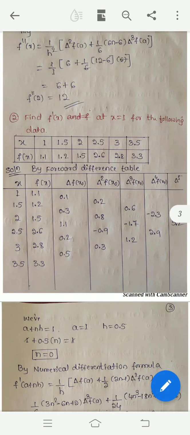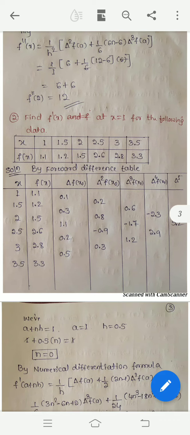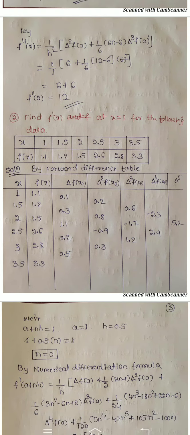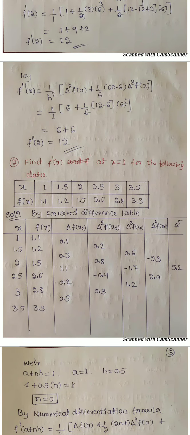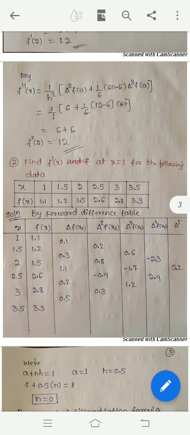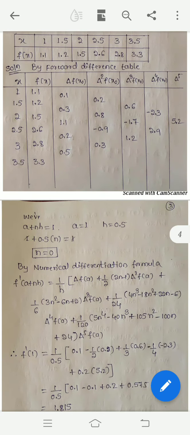Similarly, the third order difference will be delta cube f of x naught, that is 0.6 minus 1.7, it is 1.2. Similarly, the fourth order difference will be minus 2.3, 2.9. Similarly, the last difference will be delta power 5 into f of x naught, that is 5.2 here. So after constructing this forward difference table, we have to find out the value of n.